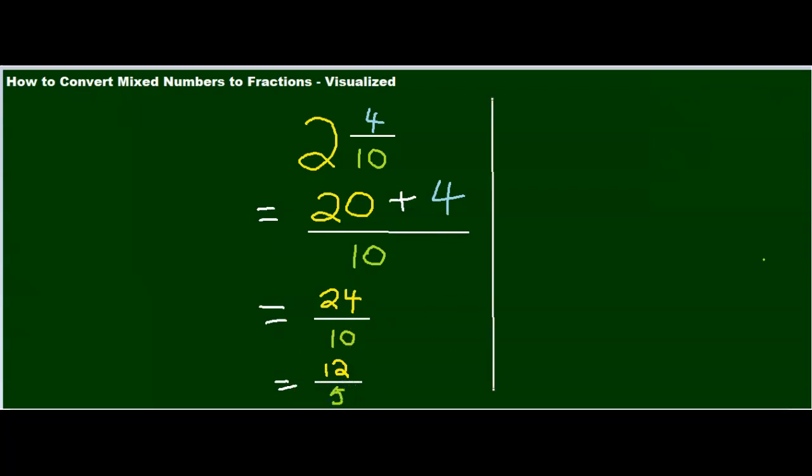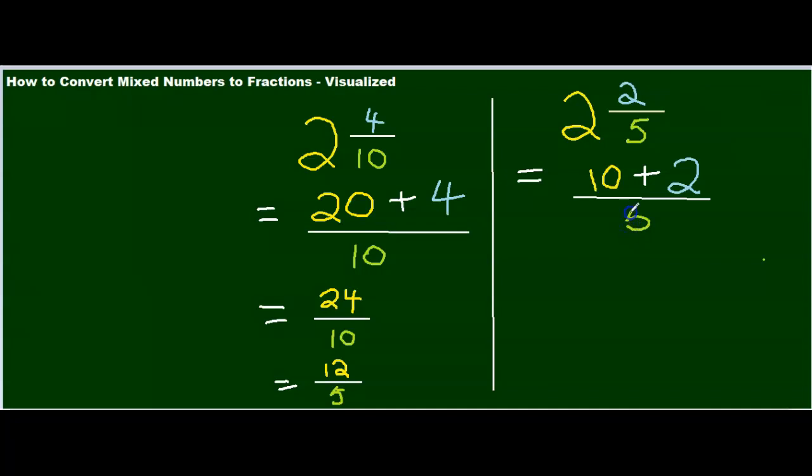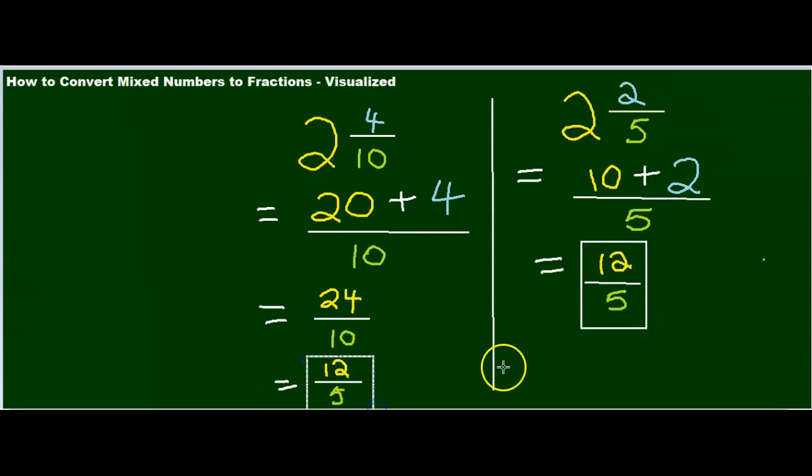We can also first simplify it before we turn it into a mixed number, because as you can see, 4 over 10, 4 and 10 are both even numbers. So I can say that we have 2 and 4 over 10. 4 divided by 2 is 2, over 10 divided by 2 is 5. Now I can convert it to a improper fraction as we did before, which is 2 times 5 gives me 10, plus the 2 in my numerator over my 5 in the denominator. 10 plus 2 gives me 12 over 5. As you can see, both final answers are the same.